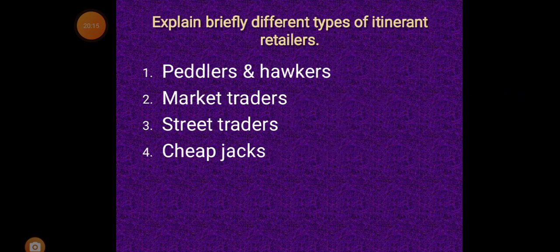And the next question is, explain briefly different types of itinerant retailers. Itinerant retailers are broadly classified into four types. First one is your peddlers and hawkers. Second one is your market traders. Third one is your street traders. And fourth one is your cheap jacks.